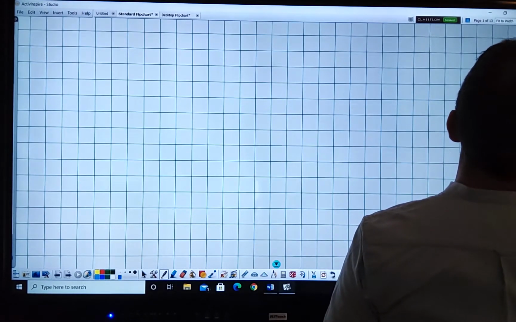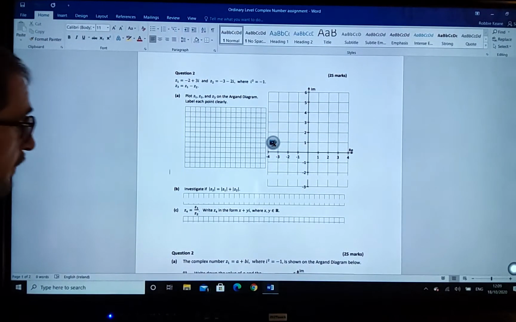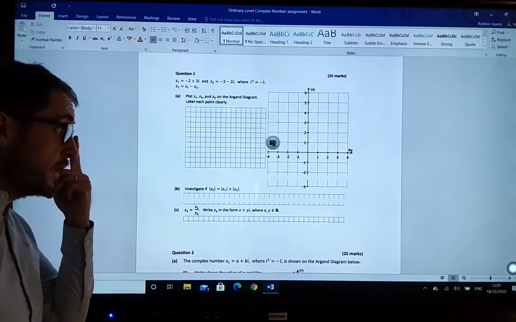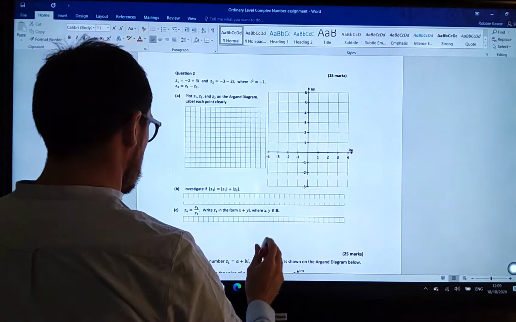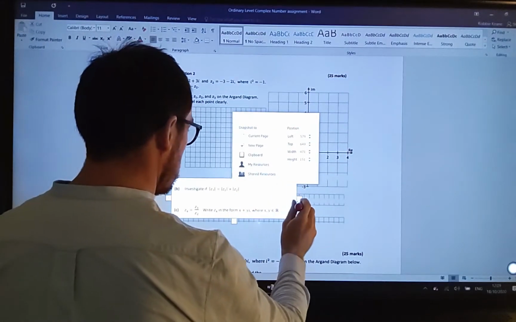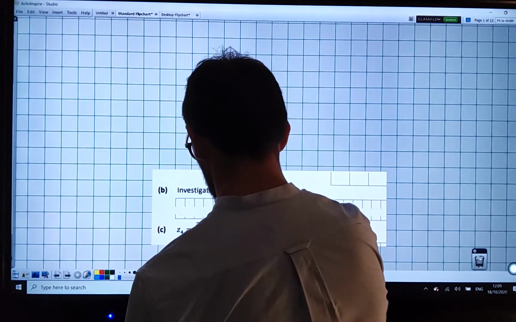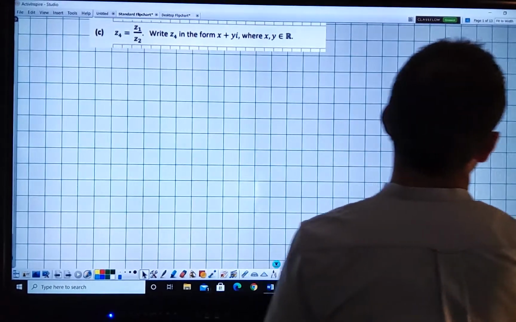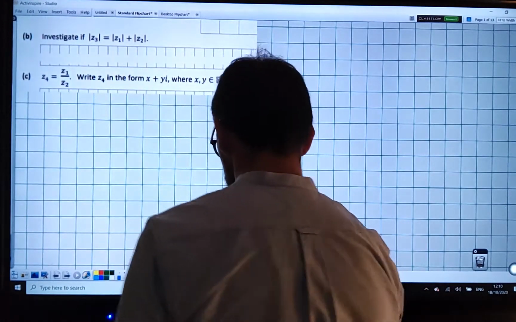Right. So the next question was, investigate. Now you get one of these every year. So investigate if the modulus of Z3 is equal to the modulus of Z1 plus the modulus of Z2. So that's all there was to that one there. Now, so the modulus, so remember the modulus is you use the square root formula.